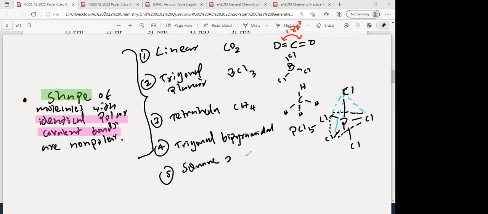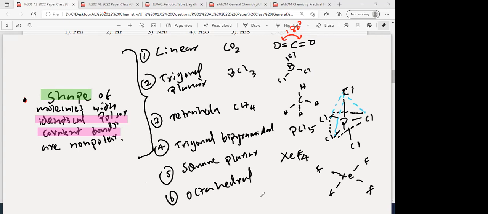Then number 5, the fifth one, square plane, example XeF4. There are 4 bonds in the horizontal plane, equatorial. So here also the dipole moment is 0, the molecule is non-polar, and the angle is 90 degrees. Then the other one you can write is octahedral. I'll write the example SF6. Copy this down under molecular geometry.